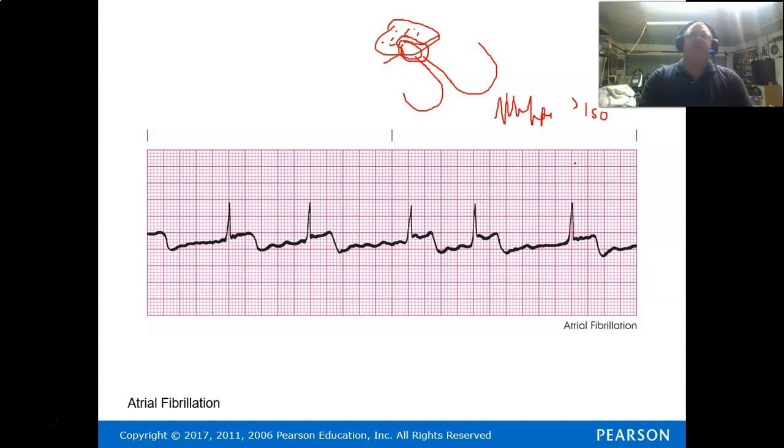I've seen AFib at rates in the 30s. I've also seen AFib at rates of 200, 220. So they can truly vary, all right? And when they're in AFib, we really want to do rate control.